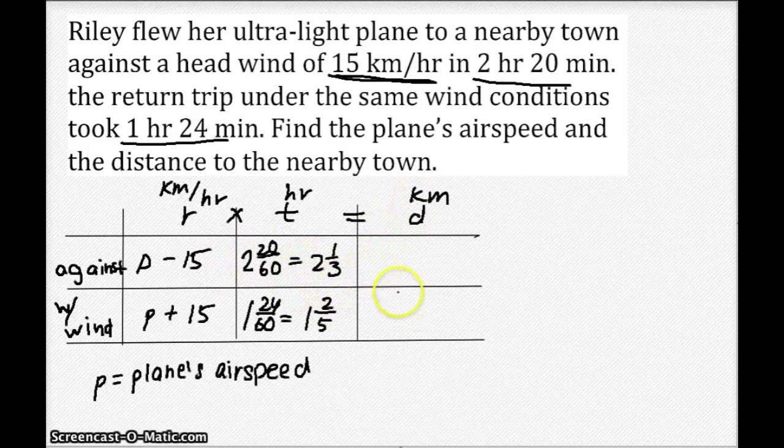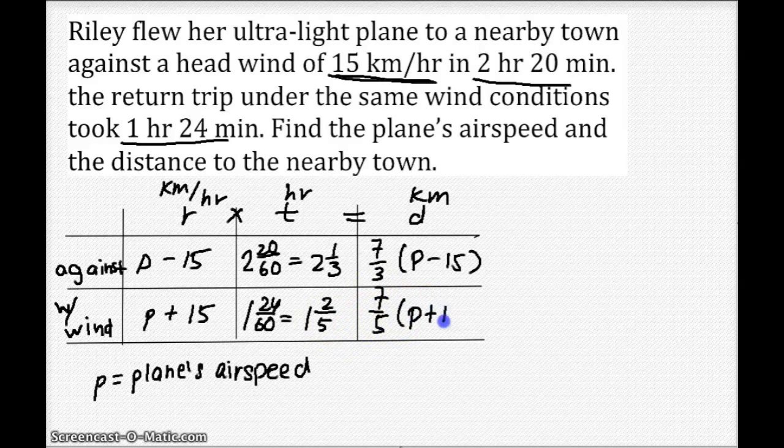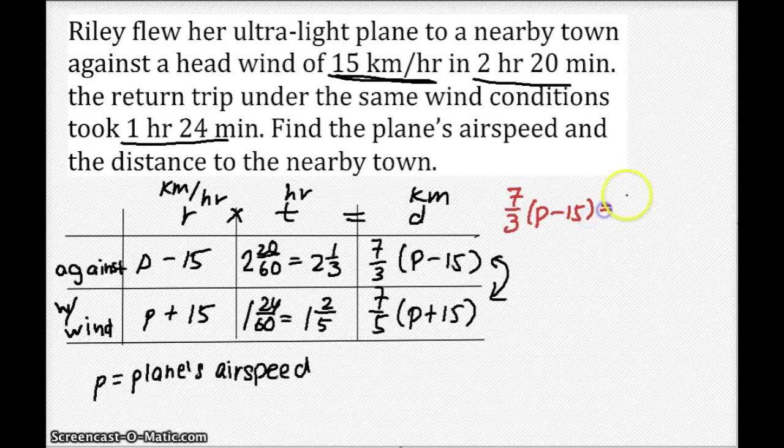I'm going to do this problem in one variable. I'm just going to multiply these two numbers. So I can change 2 and 1/3 to 7 over 3 and p minus 15. So I'm just multiplying rate and time. So I'm going to do that here too. So 7 over 5, p plus 15. And since I only have one variable, I only need to make one equation. Since the distance there and back is the same because it's the same place that she's going to, I'm just going to make these two values equal to each other. So 7 over 3 times p minus 15 equals 7 over 5 times p plus 15.